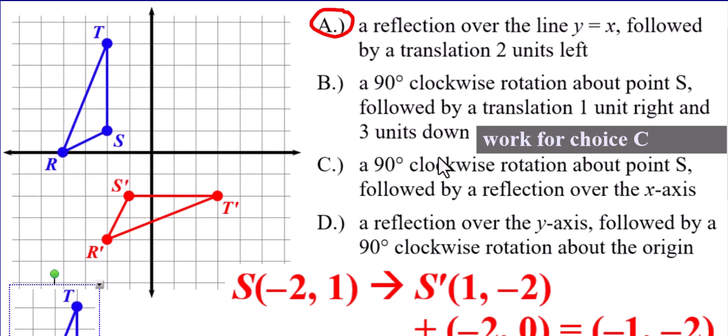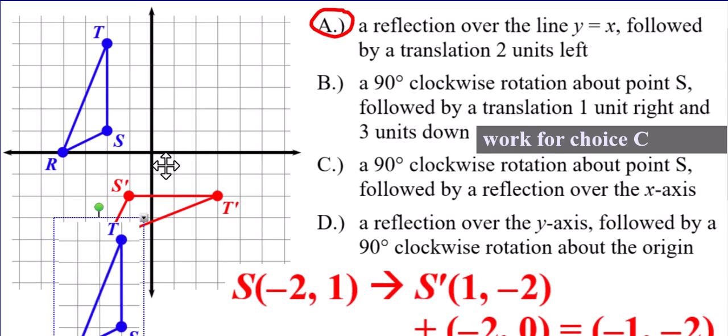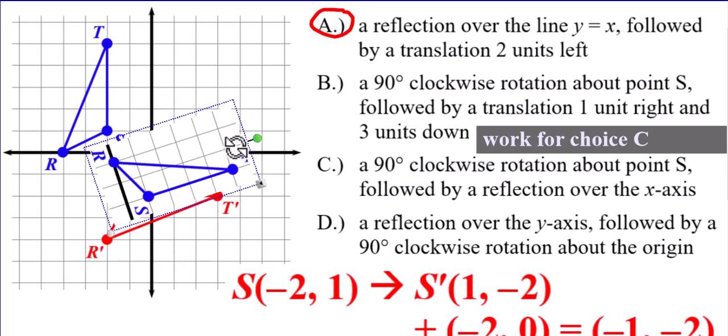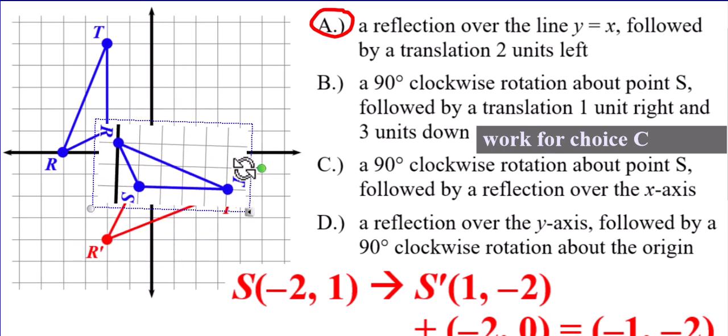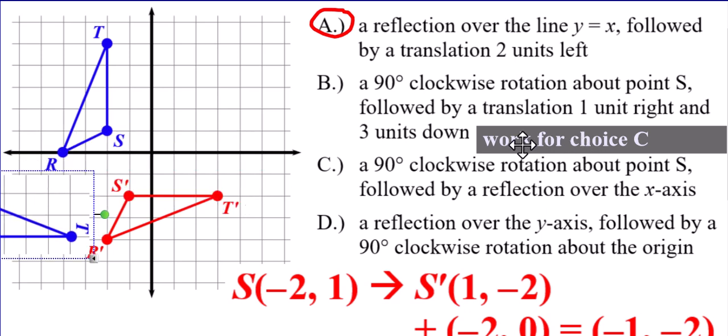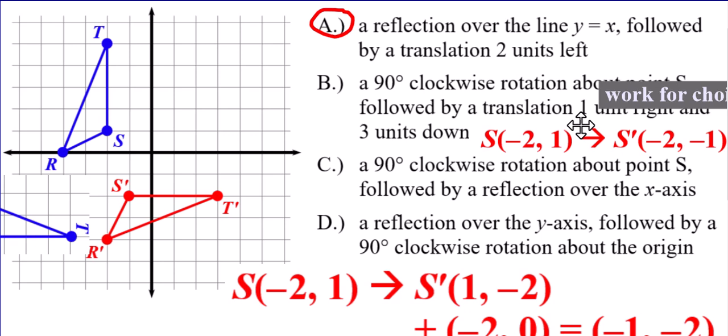If you thought it was choice C, if I do a 90-degree clockwise rotation about point S and then reflect it over the x-axis, ooh, that looks a little bit better. Why doesn't that work? Oh, actually, I have work to prove why this doesn't work. If I reflect it over the x-axis, then the y-coordinate would become its opposite. And so S would now be, let me get my pen, I'll show you. S prime would now be here.